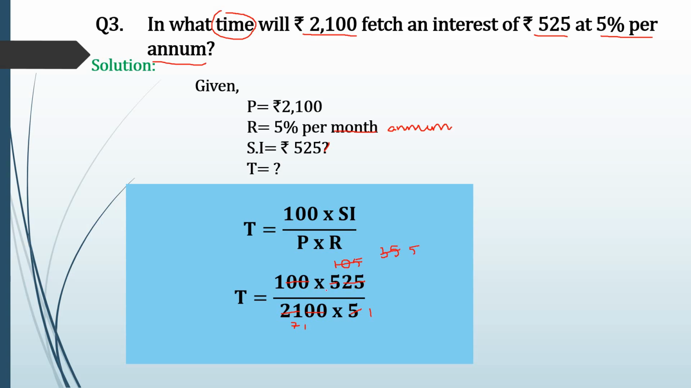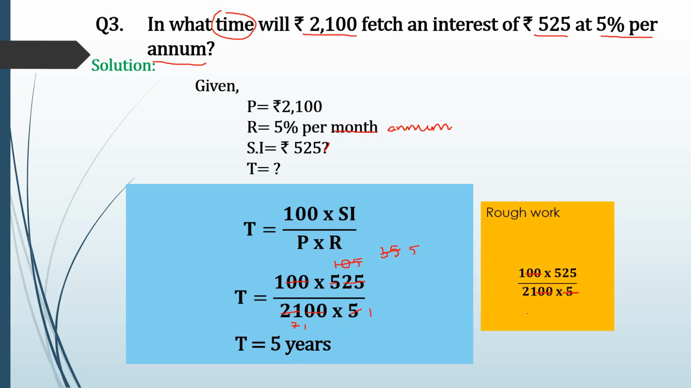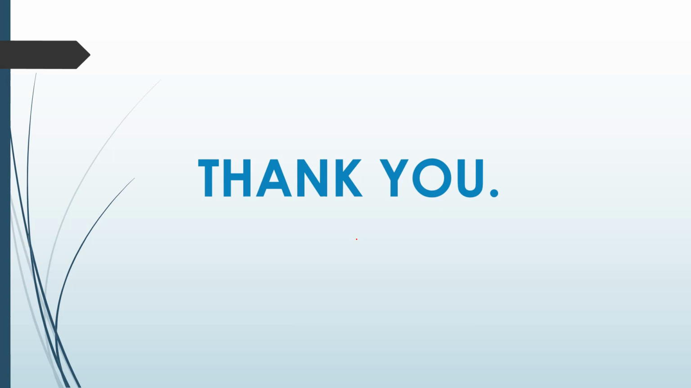So what is left in the numerator? 5 into 1 is 5, and in the denominator we have 1 into 1 is 1. So the time will be 5 years. So the rough work is given over here. Okay, boys? Now this is how we get 5 years. Therefore, at the end, what we can write? The time is 5 years.